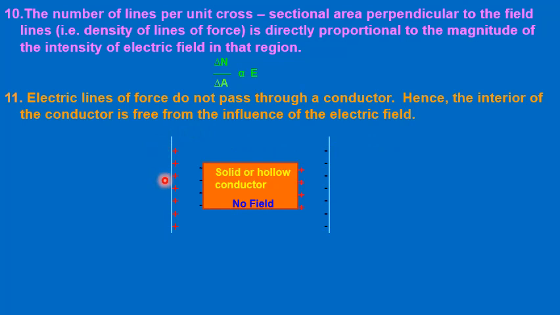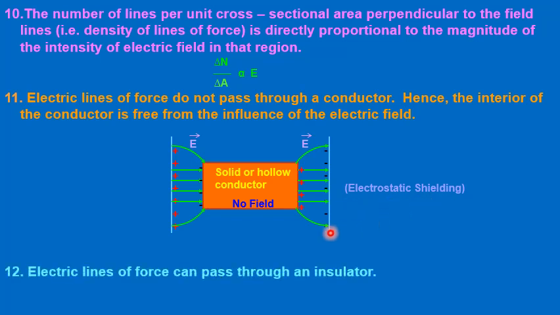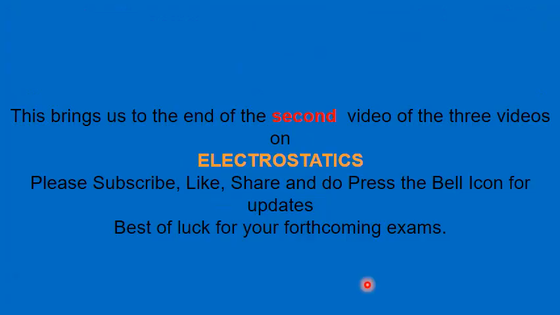As we can see in this diagram, there are two plates, positive and negative, and we place a solid or hollow conductor in between these two. So we can see that there is no field inside this solid or hollow conductor. This is called electrostatic shielding. Electric lines of force can pass through an insulator.